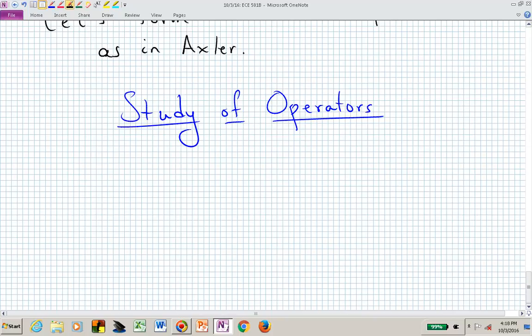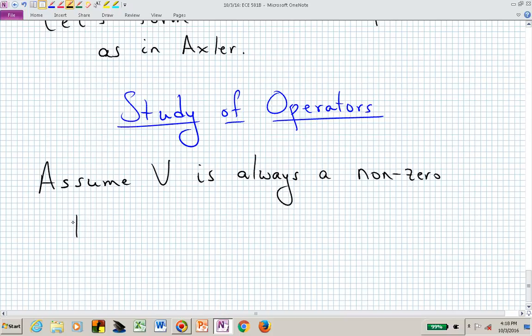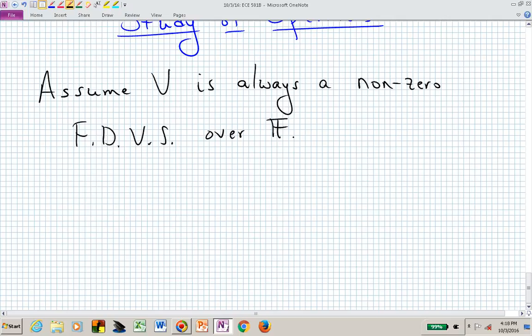Let's assume in this study of operators, V is always a non-zero finite dimensional vector space over one of our fields, R or C. And that's actually the heart of this course.